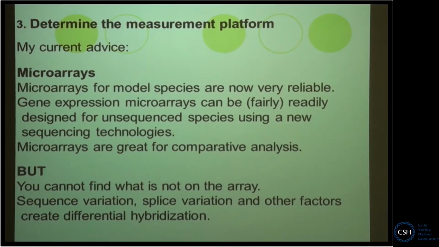Now they're almost as good as model arrays. They're just limited by what you know about the species. They're really good for comparative analysis, but if it's not on the array, you can't find it. And of course, you'll get differential hybridization due to anything that's different among your samples.